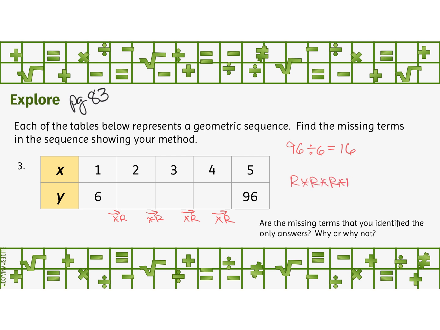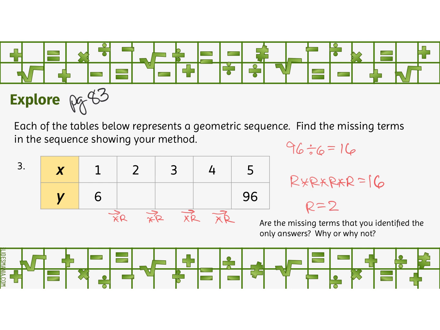So we have a number multiplied by itself 4 times to get the 16. So what number multiplied by itself 4 times makes 16? Okay. All right, so I think that common ratio is 2.